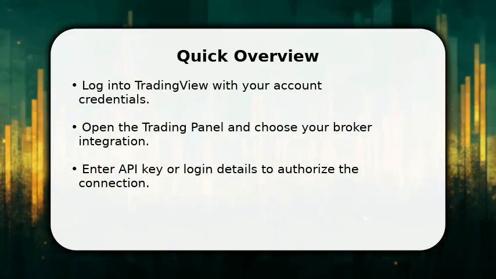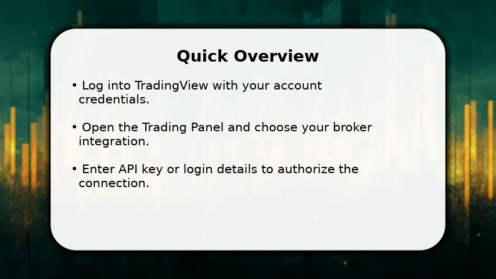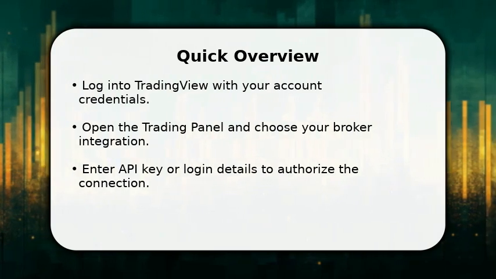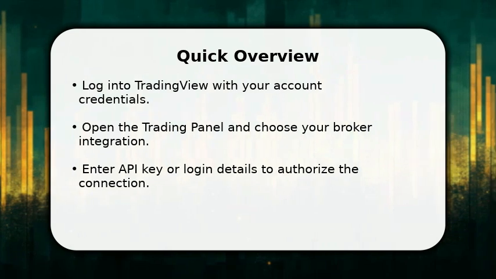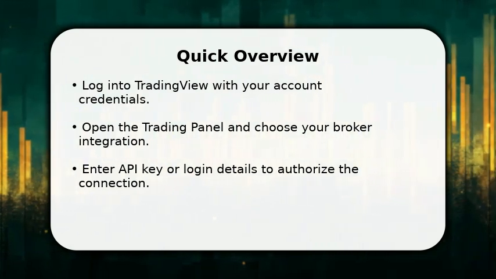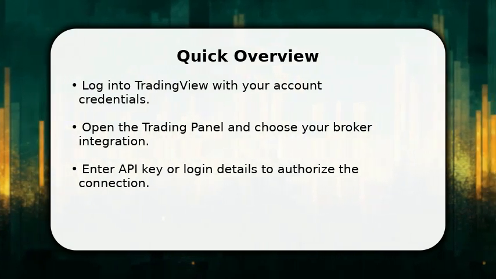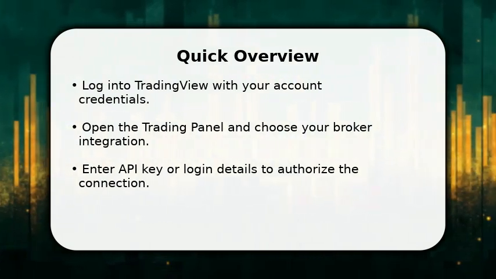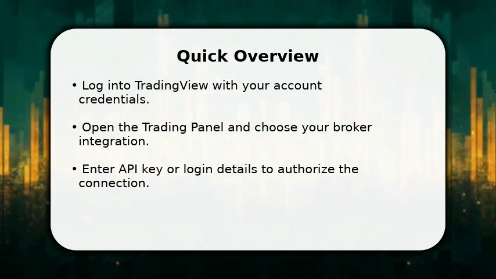In this video, I will show how to add a trading account to TradingView. Start by logging into TradingView, then open the trading panel at the bottom of the chart. Click the broker list, find and select your broker, then choose Connect. Enter your broker username and API key or credentials when prompted, confirm permissions, and allow the platform to sync orders and balances for live trading and paper trading.